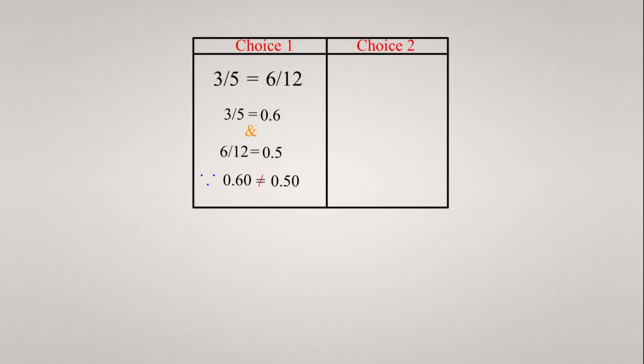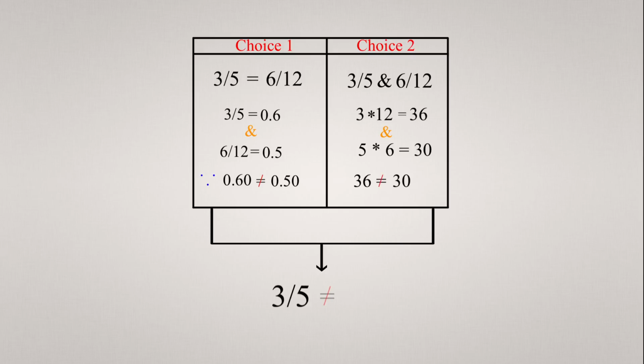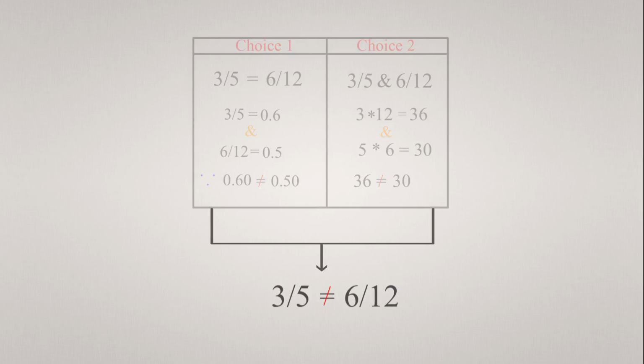Choice number 2. You can also tell if two ratios are equal by comparing their cross products. If the cross products are equal, then they form a proportion. The cross products for 3 per 5 and 6 per 12: 3 multiplied by 12 is equal to 36, and 5 multiplied by 6 is equal to 30. So 36 is not equal to 30. Therefore 3 per 5 is not equal to 6 per 12, and they do not form a proportion.